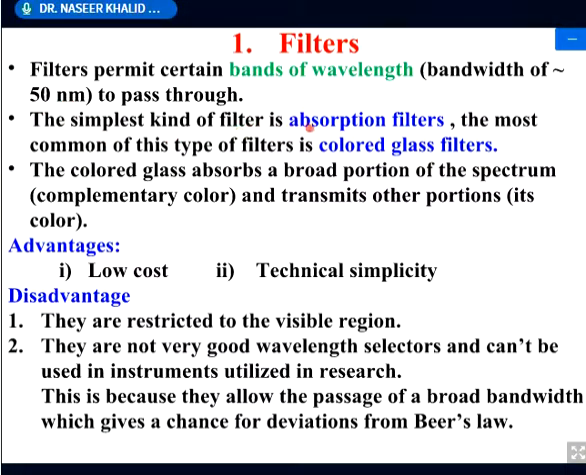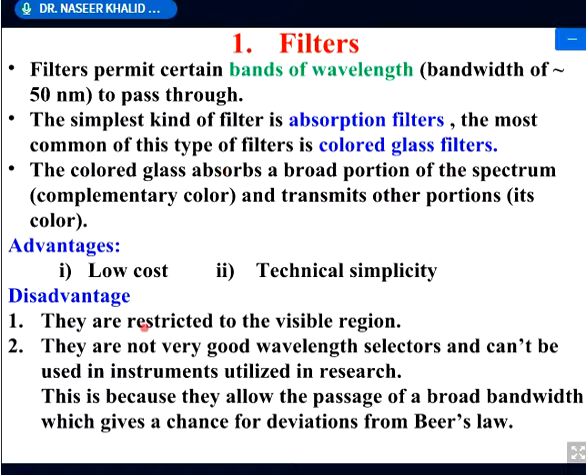So the simplest kind of filter is the absorption filter. The most common of this type are the colored glass filters. The colored glass absorbs a broad portion of the spectrum and transmits the other portion of its color. Yes, complementary colors are there. Now the benefits of these colored glass filters: they are cheaper, low cost, and they are technically simple. So technical simplicity and low cost are the advantages.